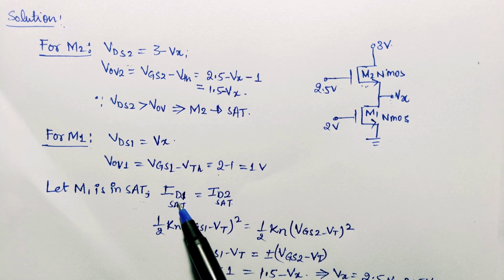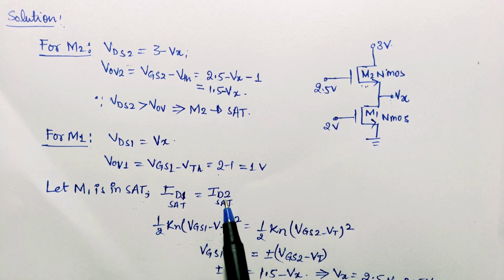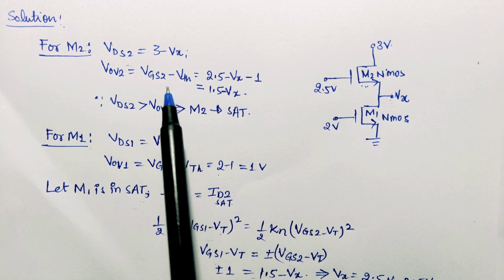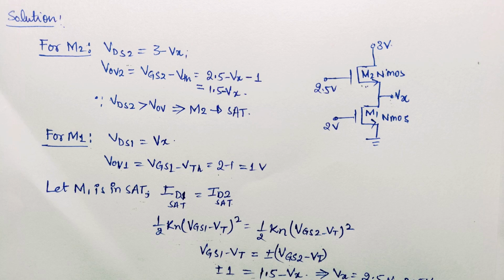If we put the value of drain current in saturation region, this is the formula for drain current in saturation region. For M1, VGS1 minus VT, and for M2 we have written VGS2 minus VT. If we compare this and solve it, then VGS1 minus VT will be equal to plus minus VGS2 minus VT. We put the values here. VGS1 minus VT we have calculated as 1 volt, so 1 volt is equal to VGS2 minus VT, which is 1.5 minus Vx. So we can calculate the value of Vx here, that may be 2.5 volt or 0.5 volt.